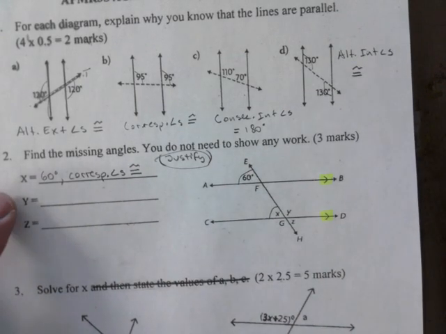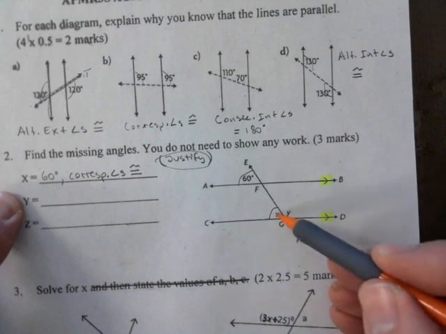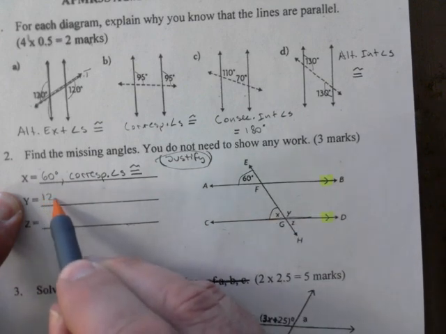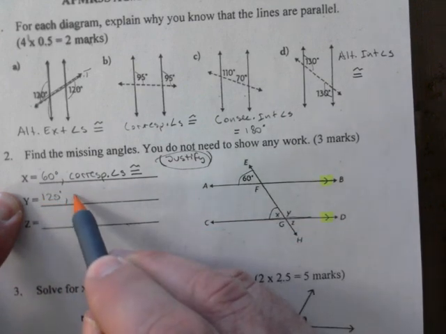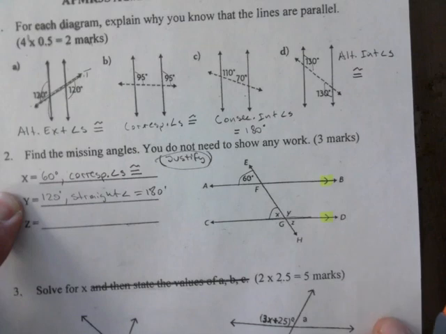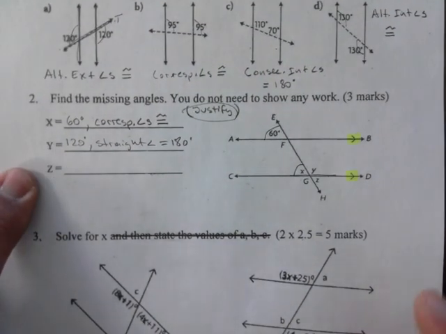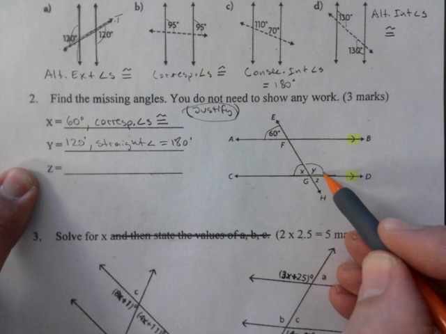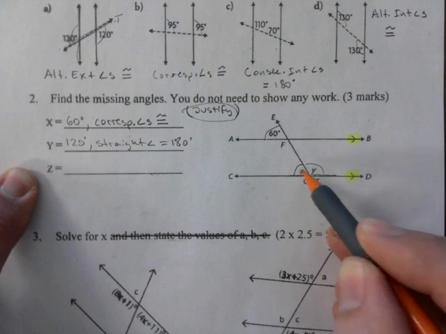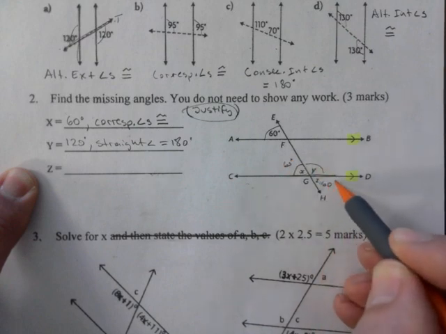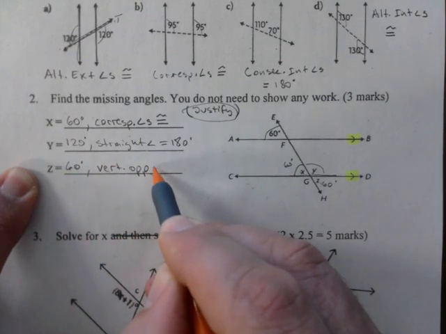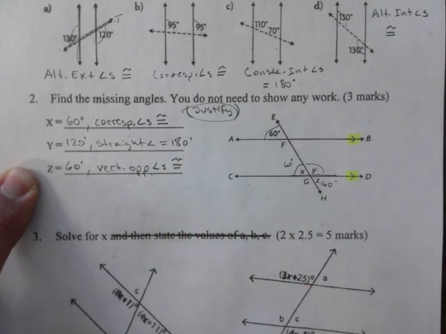To find y, I know that these are right next to each other and they're along that straight angle right here. So y will be 120 degrees, and I will just use straight angle is equal to 180. Sorry there. So y is taken care of. And then z, you can either use vertically opposite, because these two are vertically opposite. If this is 60, so is this, right? So you can go 60, and then vertically opposite angles are congruent.